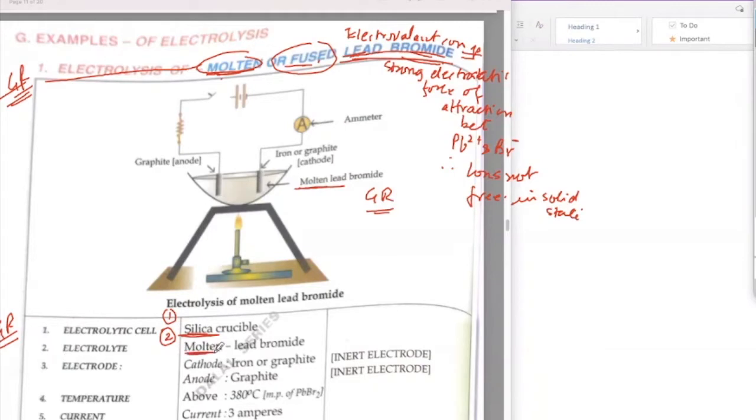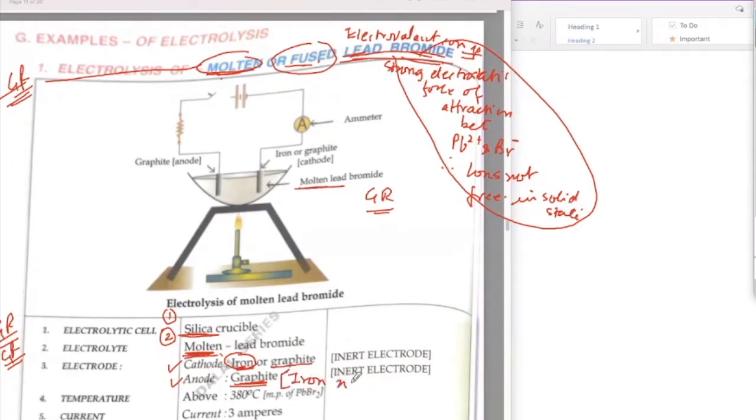Electrolyte should be molten, again GR. Is it written on the right hand side why it should be molten? I've already told you what happens. In the molten state, the ions will be free. Okay, then electrode: at cathode, iron or graphite, and at anode, graphite. Can you see that? At the cathode, we have the choice of iron or graphite. But at the anode, graphite only, iron not used.